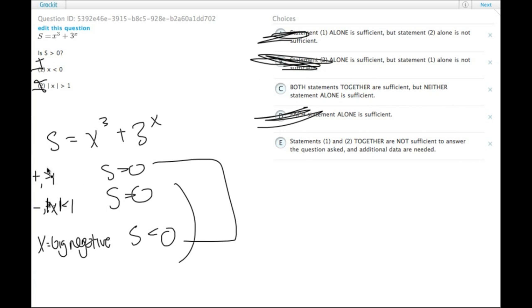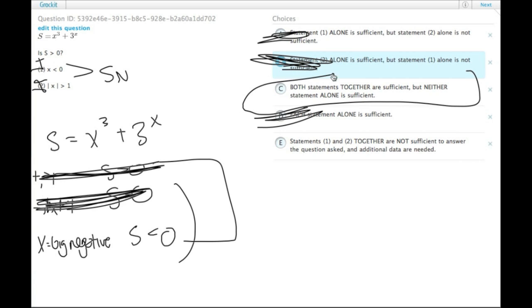In conjunction with x being definitely negative, we cross off this, and its absolute value is greater than 1, we cross off this. That means that x must be a negative number more negative than negative 1, which is actually less than negative 1. And then s is definitely less than 0, so the two statements in conjunction are sufficient to tell us no. Answer choice C.